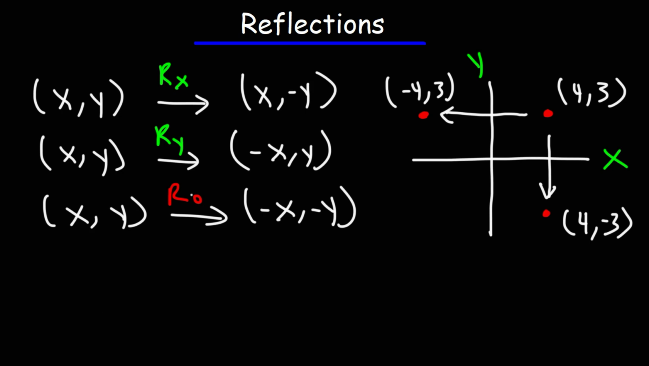Now, if we want to reflect it across the origin, here's the origin. It's at the point 0, 0. It's going to go right here. Both x and y will change. So it's going to be negative 4, negative 3.